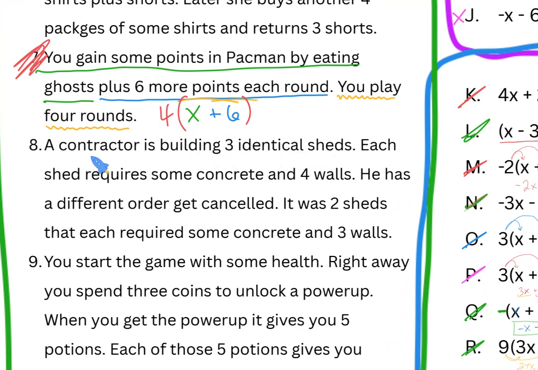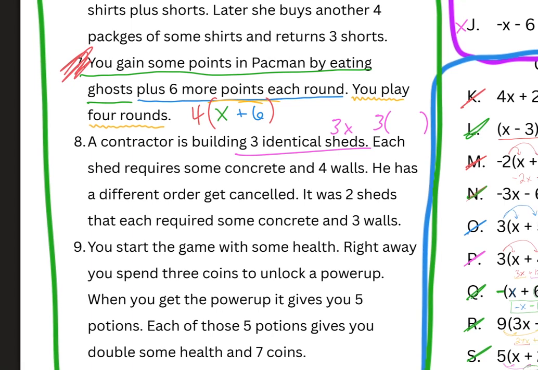I see 3 identical sheds. If a contractor is building 3 identical sheds, then each shed requires some concrete. So I'm going to write out what is happening. 3 identical sheds is like 3 times something, or it could be 3 and there's a group of something. And each shed, by the way, this word each is a big deal. If it says each, then that means we can do something like this. Each one is going to have some concrete.